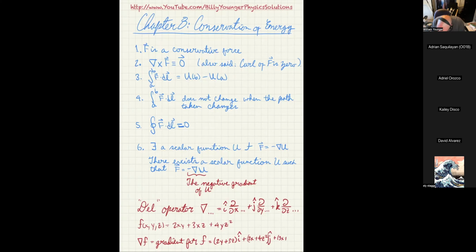So plus 8yz k hat. So that's what the gradient does. You can imagine some other stuff it might do if I were to show you what the divergence is. And just quickly, it looks like this.